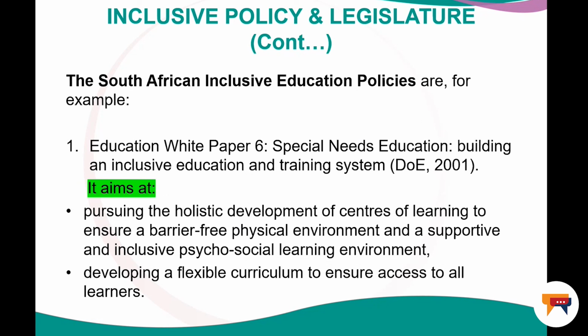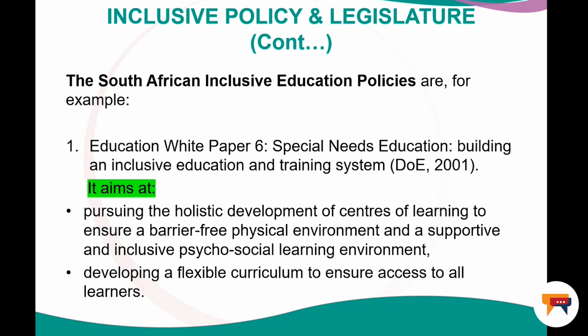Still on inclusive policy and legislation, the South African inclusive education policies are, for example, those that you can familiarize yourself with. Please read, just read. Don't just scan through the documents, but read these policies so that you can understand what inclusive education entails. So the Education White Paper 6, entitled Special Needs Education: Building an Inclusive Education and Training System, aims at the following.